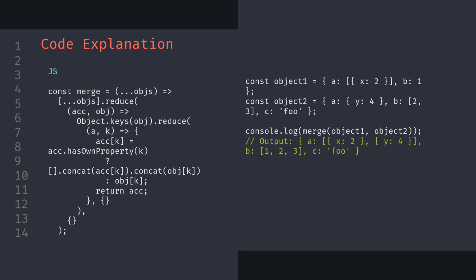This function works by iterating through each object and its properties, ensuring that duplicate keys concatenate their values into arrays, instead of being replaced. The reduce method makes it easy to merge multiple objects dynamically.